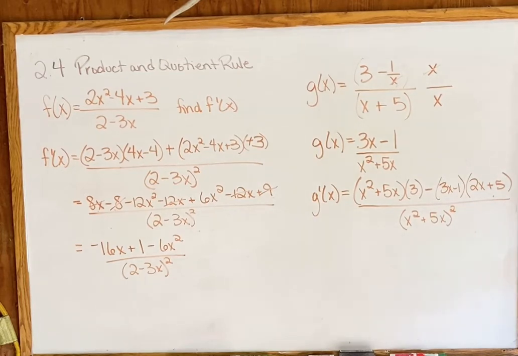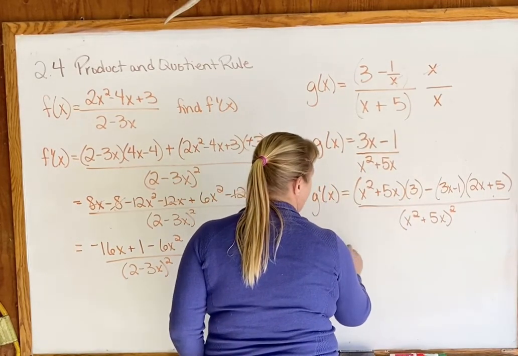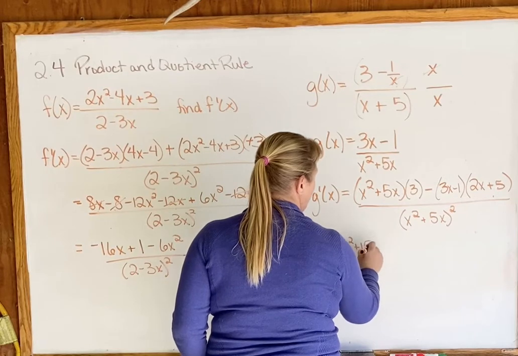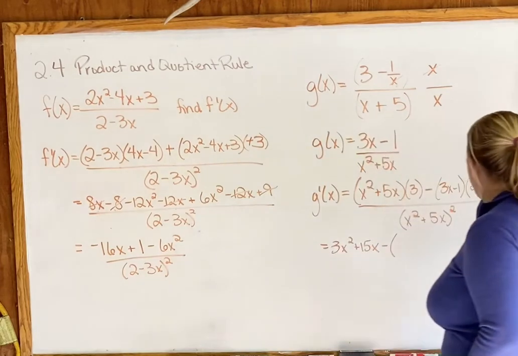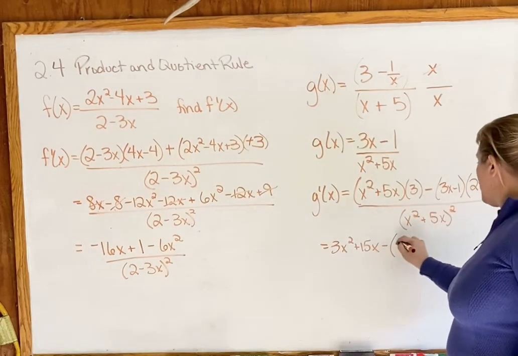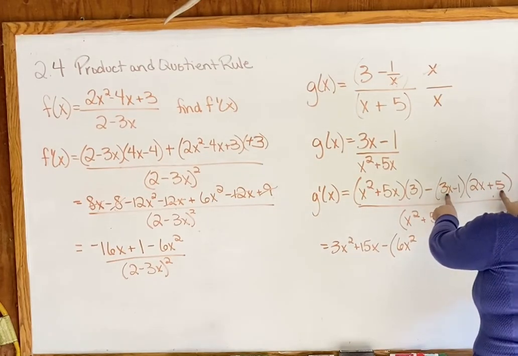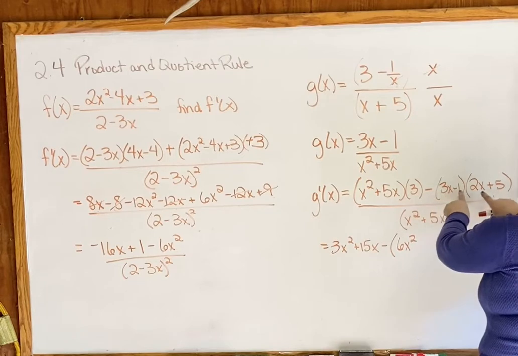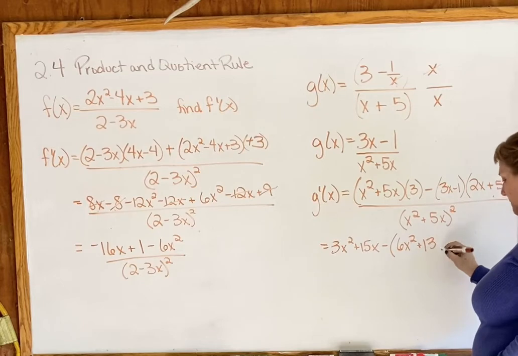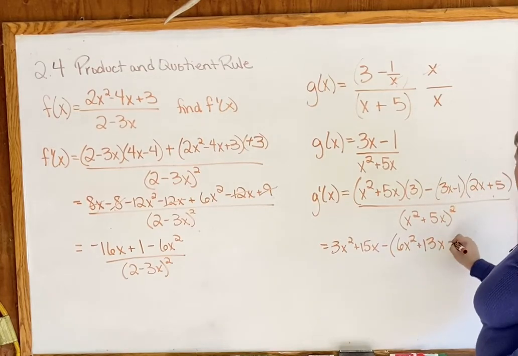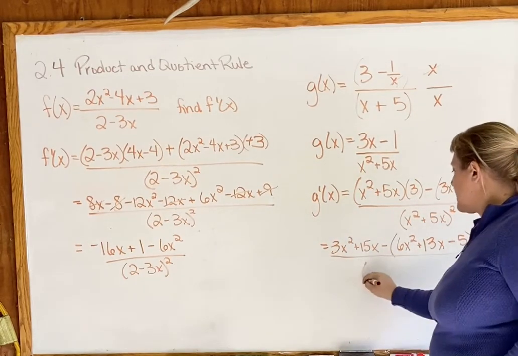Top, yep, we got to work on the top. Okay, so let's see. Distribute in the 3, we have 3x squared plus 15x. And then minus, and then we got to FOIL this whole monster out. So let's see, that's going to put us at 6x squared up front. We're going to have 15x minus 2x, so we'll have 13x. And then at the end here, we'll have minus 5. All over this guy squared.